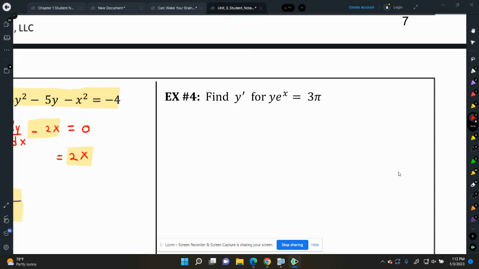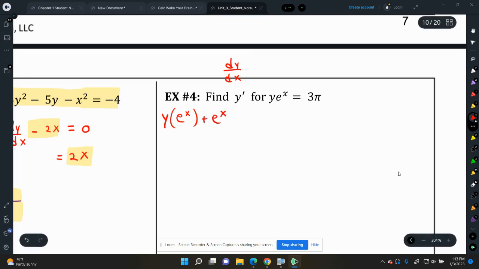Let me see here. Okay, let's do it with implicit differentiation. So y prime is the same thing as dy dx. We're going to do the first times the derivative of the second. So what's the derivative of e to the x? e to the x, dx dx. Plus the second times the derivative of the first. What's the derivative of the first? 1 dy dx, yes, equals the derivative of 3 pi, which is 0.